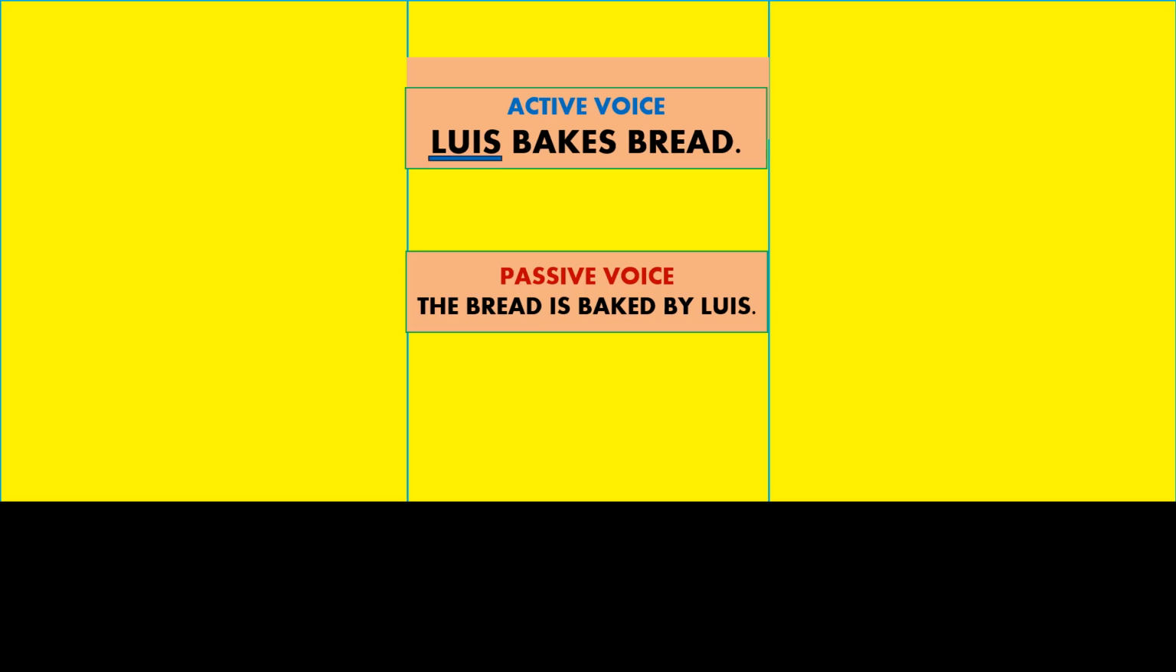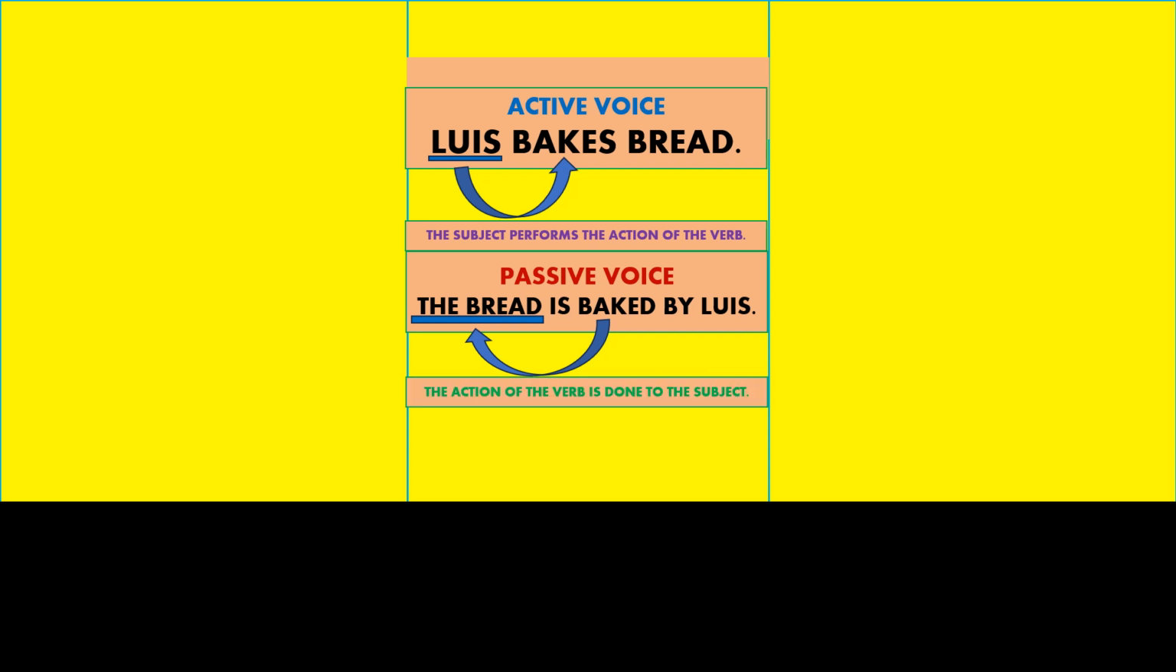When we have an active voice sentence, the subject is, for example, Luis, and the subject performs the action. When we have a passive voice sentence, the object of the sentence becomes the subject of the sentence, and in this case, the subject receives the action.